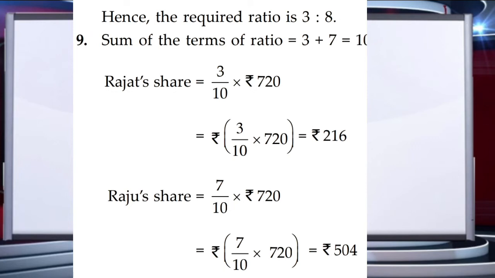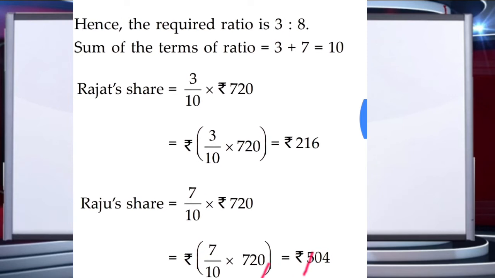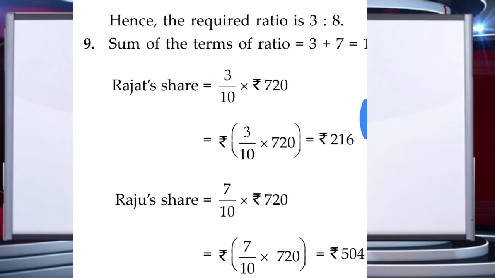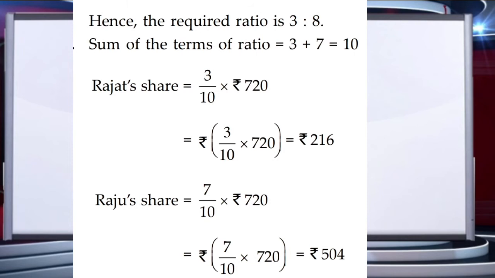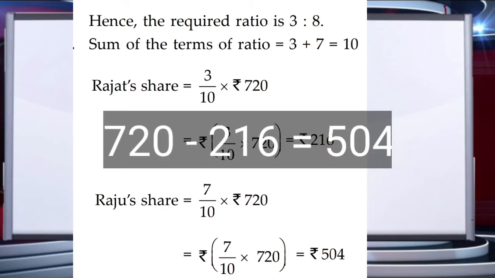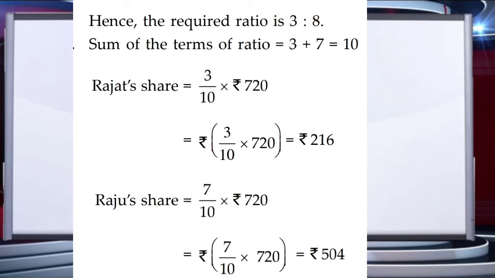Now Raju's share is 7, so that is 7 upon 10 of 720, that is multiply by 720. Total rupees is 720. So here again you will solve this. 0 is cancelled with 0. 72 into 7 is 504. Or what other thing you can do is, total rupees is 720 and Rajat's share is 216. So now you can subtract 216 from 720. So 720 minus 216 is 504. You can do it in this way also.